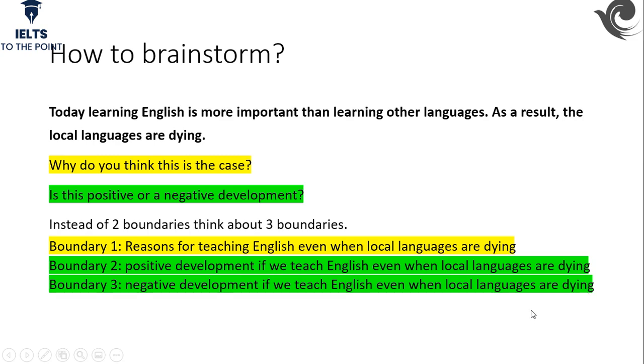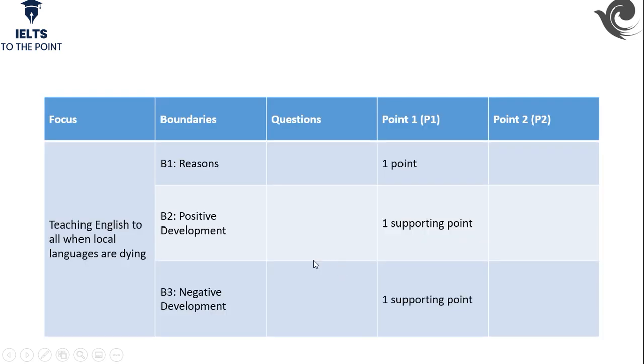The focus is what is common between all the boundaries. Here as well, what is common? Teaching English even when local languages are dying is common, and hence that is our focus. So your brainstorming table would look something like this. B1 is the reason, B2 you say positive development, B3 you say negative development, and the focus is teaching English to all when local languages are dying.